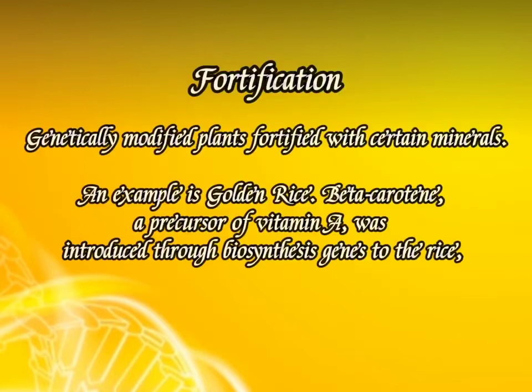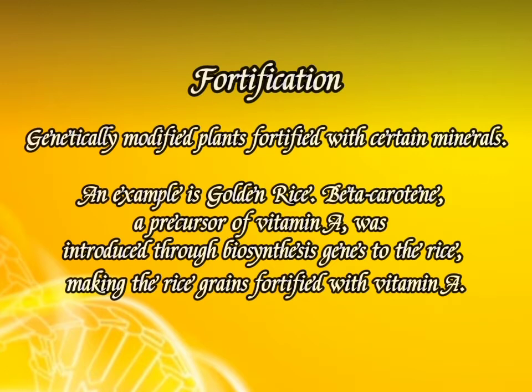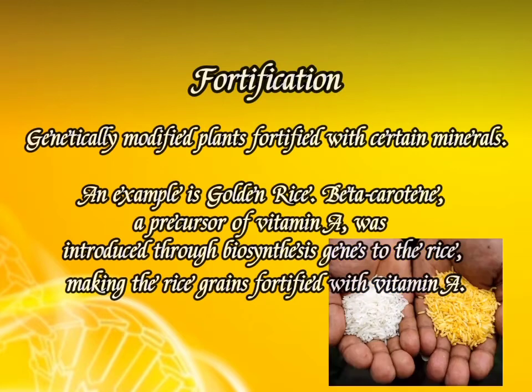So for number 4 we have fortification. Genetically modified plants are fortified with a certain mineral or nutrient. An example is golden rice. Beta-carotene, a precursor of vitamin A, was introduced through biosynthesis genes to the rice, making the rice grains fortified with vitamin A.